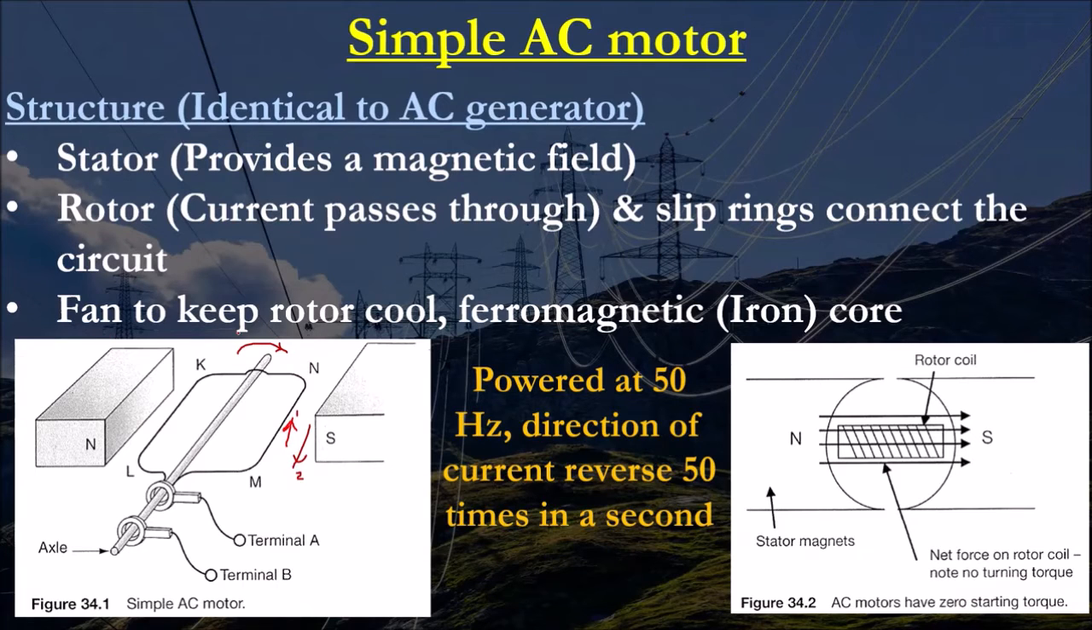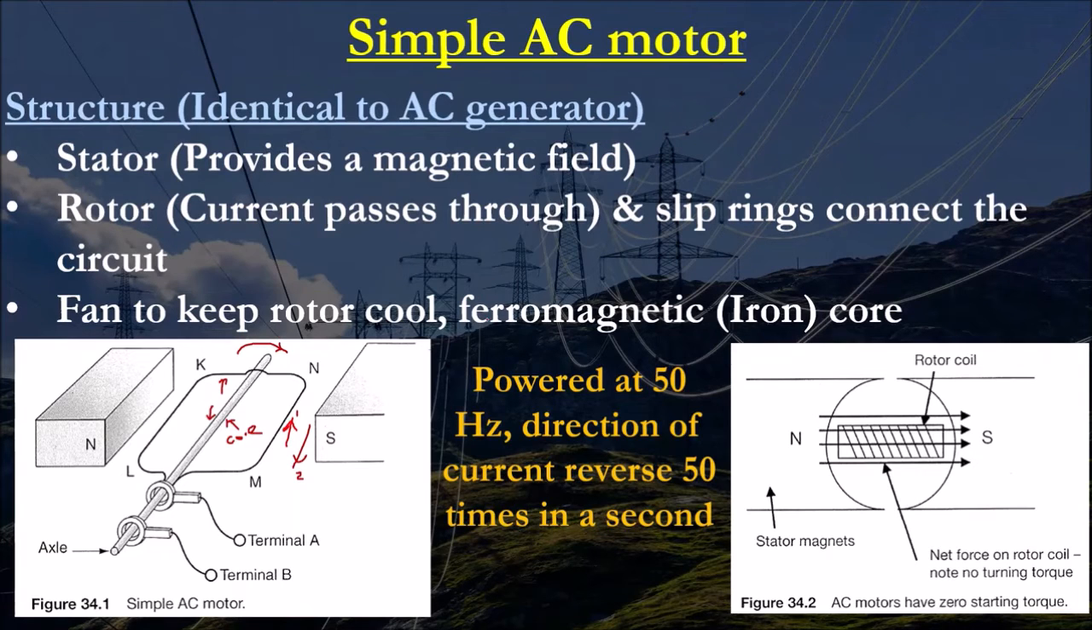To keep it cool, we also use a ferromagnetic iron core. So this is our iron core here, that's the core. The axle plus the rotating coil becomes the armature. So the armature is using the axle here and the coil to make our little armature.